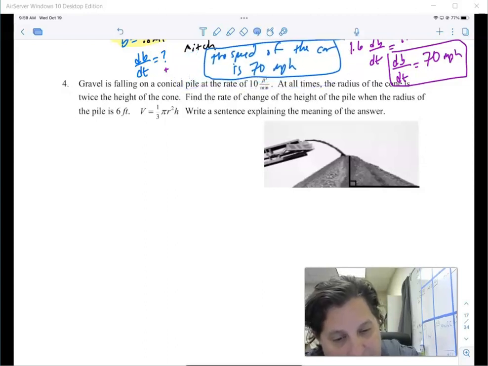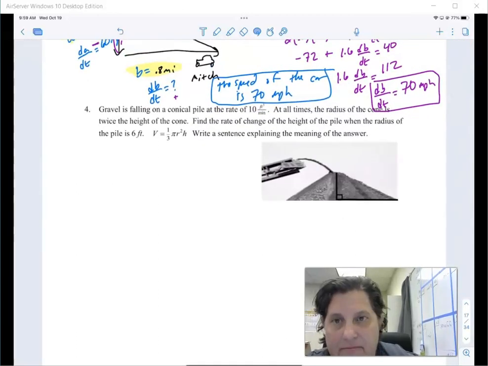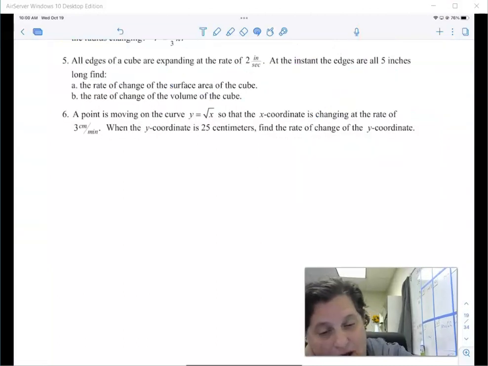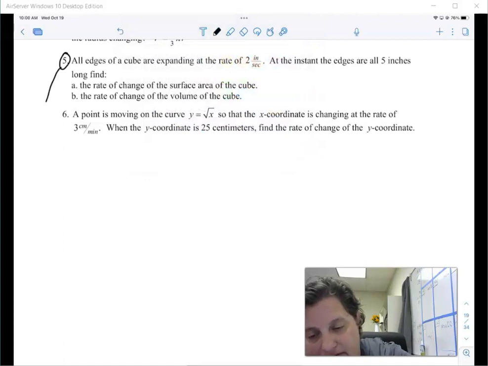Well, actually, I feel like maybe I want to do one more related rates problem before we look at the cone one. Let's see here. Okay, so I want to do one more with you guys. We're going to do one off the homework. We won't totally have time in class. Before I do the cone one, I want to do number 5 off the homework, okay?